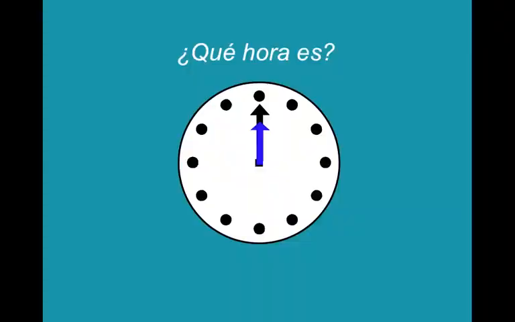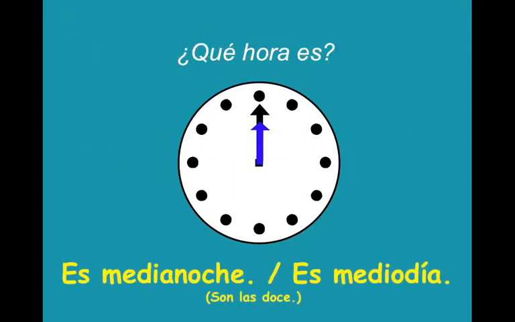¿Qué hora es? You can't tell, given what's displayed here, whether it's morning or nighttime. ¿Qué hora es? Es medianoche, maybe it's midnight. Es mediodía, maybe it's noon, midday.